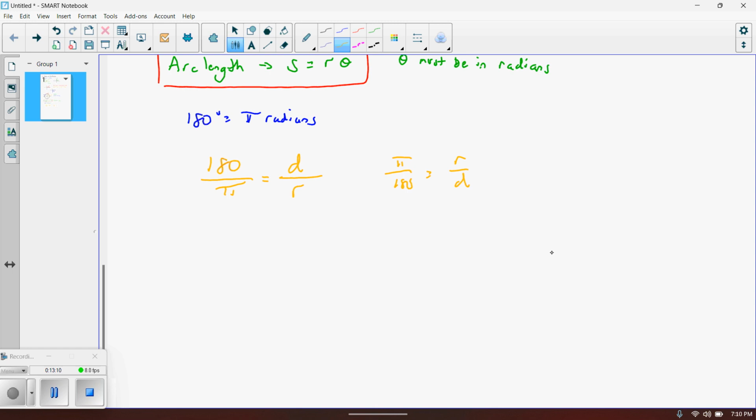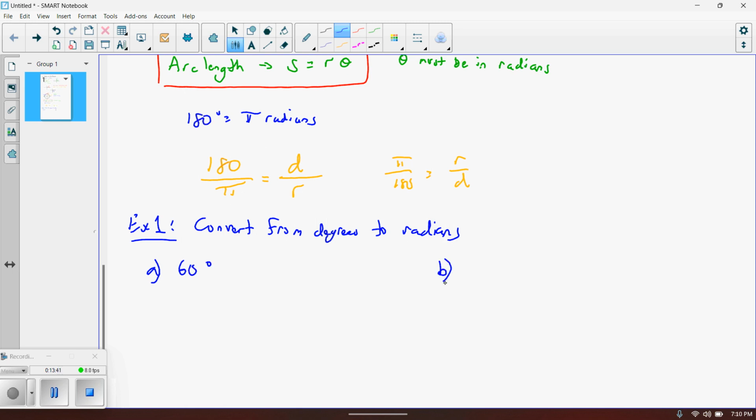So for example, this will actually be our first example. Let's convert from degrees to radians. We'll do two of these examples and then we'll go the other way. So let's convert 60 degrees into radians, and we'll convert, let's do a negative one, negative 45 degrees into radians.